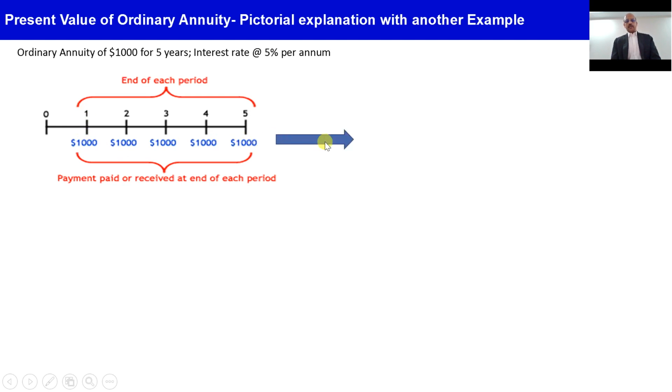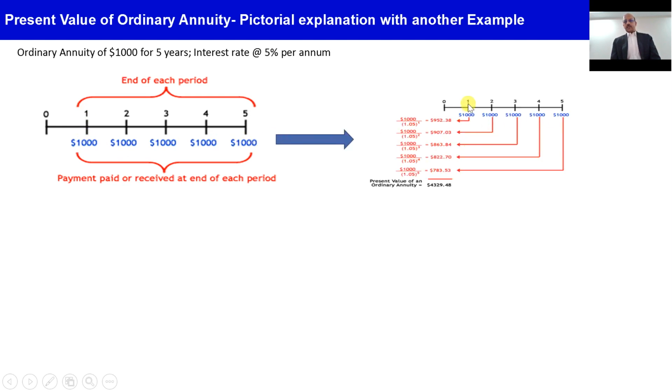So when you apply the discounting, the first 1,000 which you get at the end of year 1 is discounted by a factor of 1.05 raised to power 1. So that is worth 952.38. The second 1,000 is worth 907 because of the discounting of 1.05 raised to power 2. So like that you do discounting for all the years' cash flow with the formula 1 plus r raised to power n. So you get the total 4329.48.